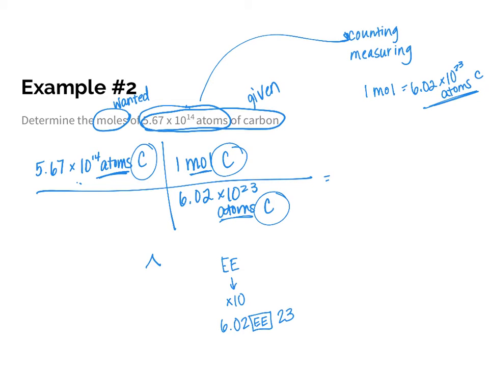If you use a caret, you just have to be careful because you're going to have to put your numbers in parentheses. So if I have 6.02 times 10 and then the caret 23, just make sure that that's all in parentheses so that your calculator is doing it correctly. So when I typed this into my calculator, I got 9.42 times 10 to the negative 10. And then the units that I'm left with are going to be moles of carbon.